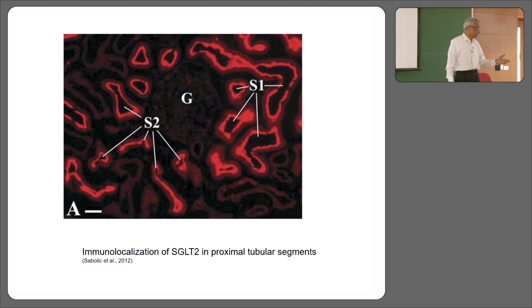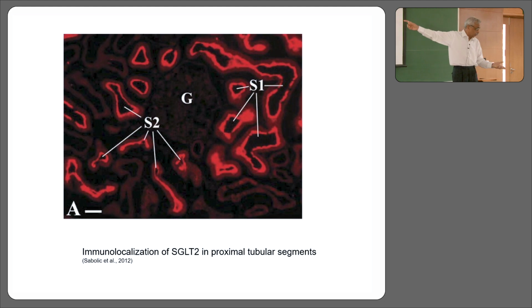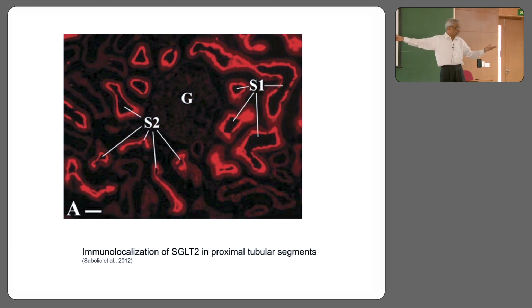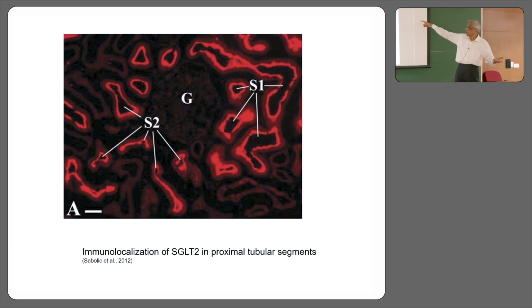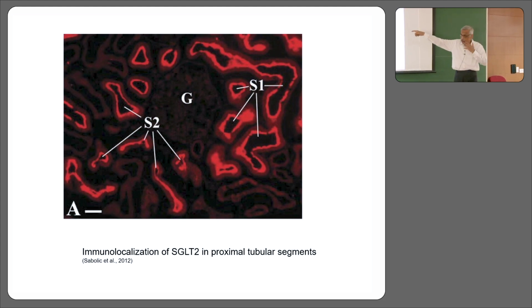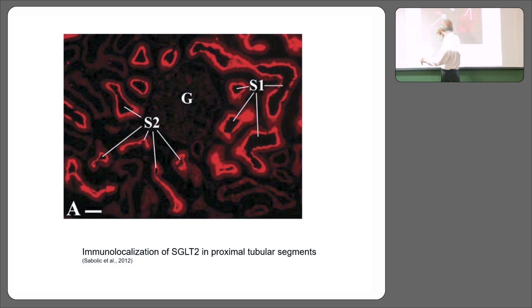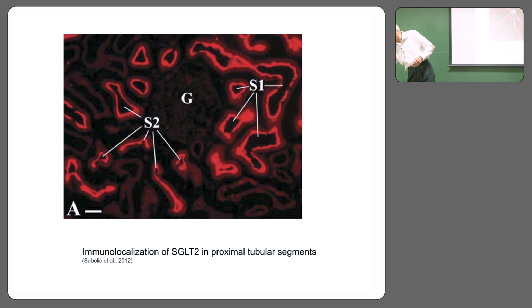And that membrane is known to have what protein? SGLT2, and since you had antibodies against SGLT2, you are labeled. So what you are looking at is SGLT1 here, 2 here, or whatever here. This kind of immunoreaction you will get.